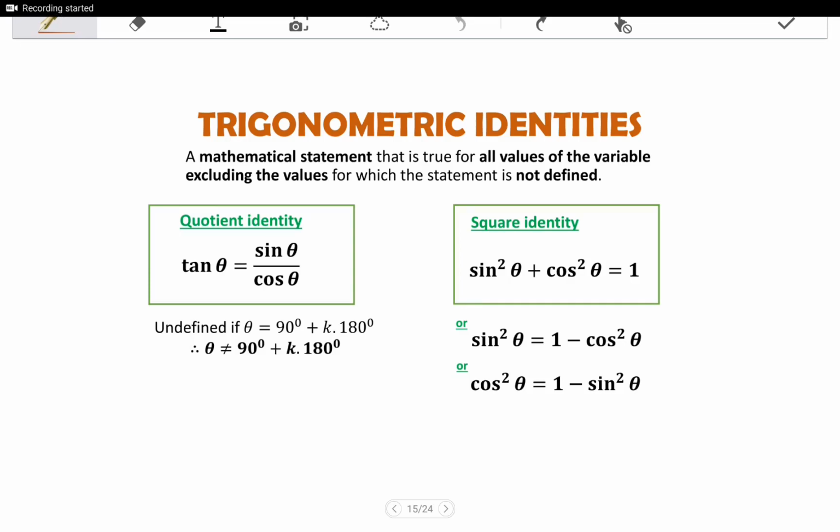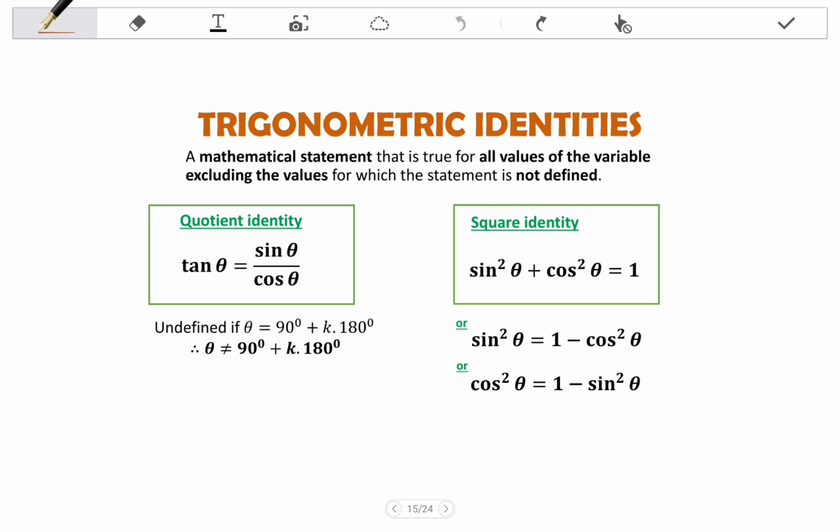In this video, we are going to revise grade 11 trigonometric identities, proving identities, using the identities to simplify expressions, and then we are also going to just revise the trig graphs. Okay, so a trigonometric identity is a mathematical statement that is true for all values of the variable, excluding the values for which the statement is not defined.